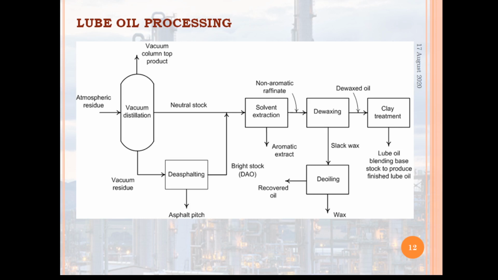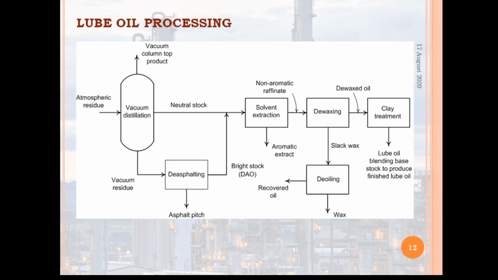First, the atmospheric residue is sent to the vacuum distillation tower, and from the vacuum distillation tower there is a vacuum column top product and the vacuum residue as a heavy product. This vacuum residue goes through a deasphalting unit where the propane and deasphalted oil are separated. From the deasphalting unit, it then goes to the solvent extraction process.